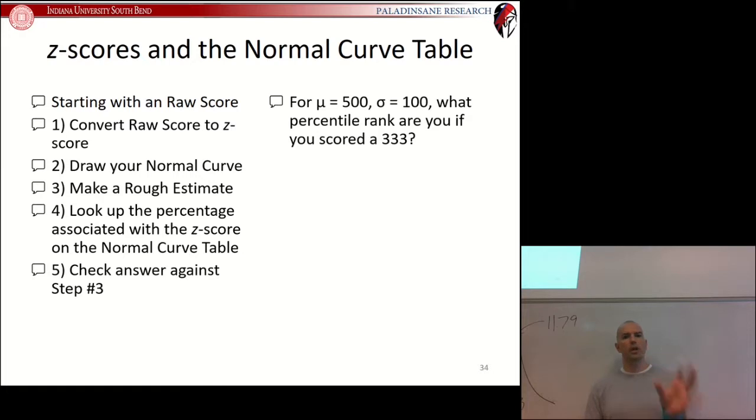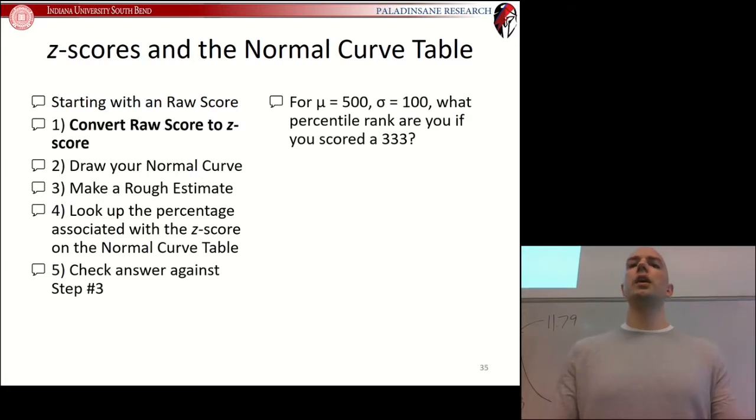So we're starting with a raw score and we want a percentile. What percentile rank are you if you score a 333 when the mean is 500 and the standard deviation is 100? All right, first thing we do is convert this raw score into a z-score. You need to do this, otherwise you cannot access that unit normal distribution table.